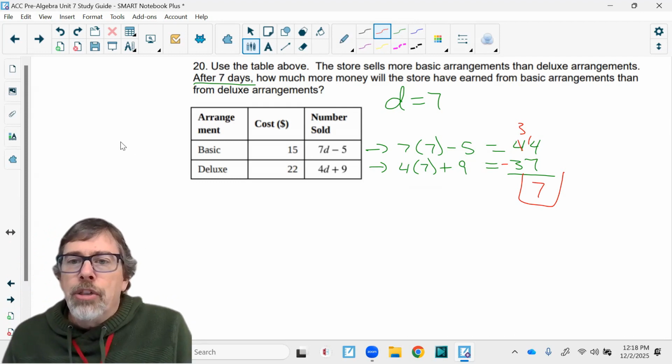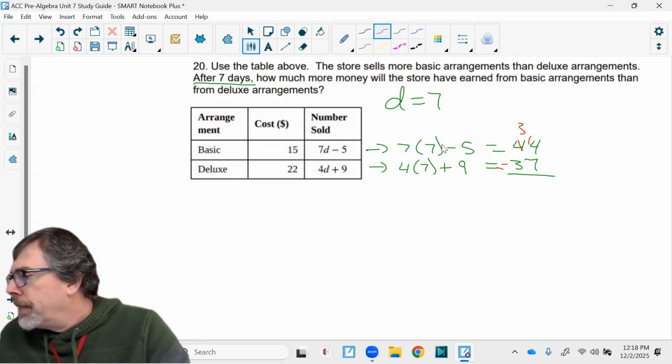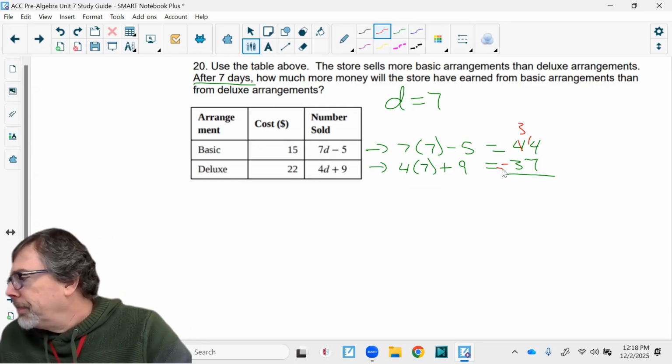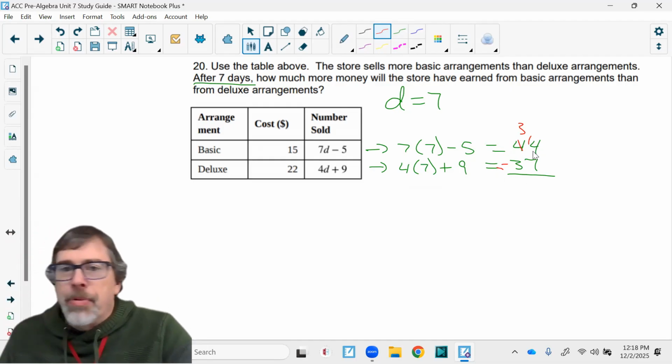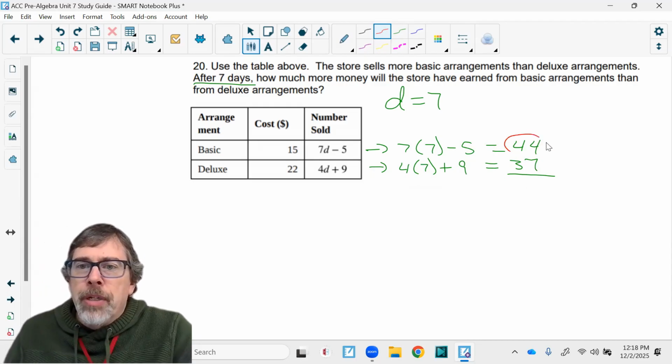But it says how much more money. So it's not just this. Let's see. I need that 44 and 37. And I need that difference. But then we have to multiply the prices. So let me get rid of all this red here. So 44 arrangements at $15. We need to multiply that.